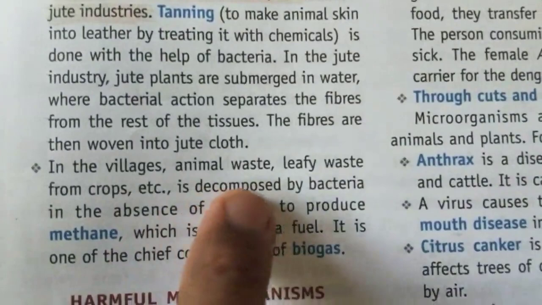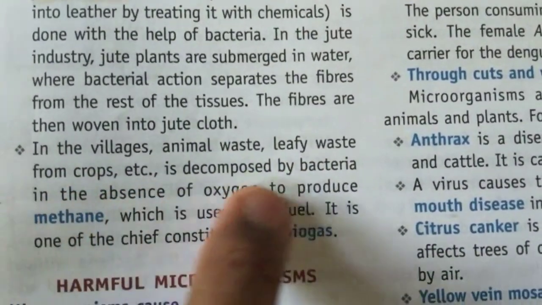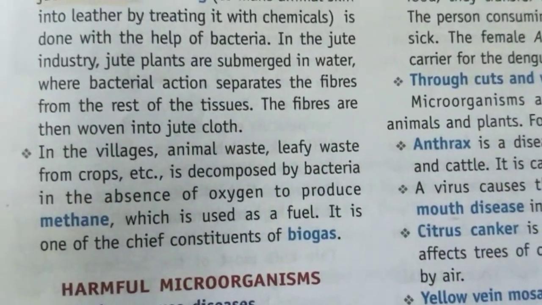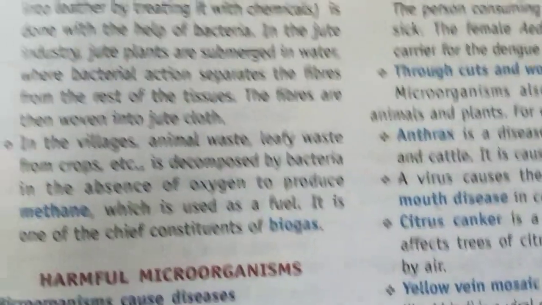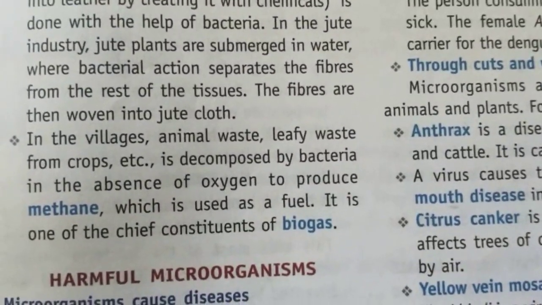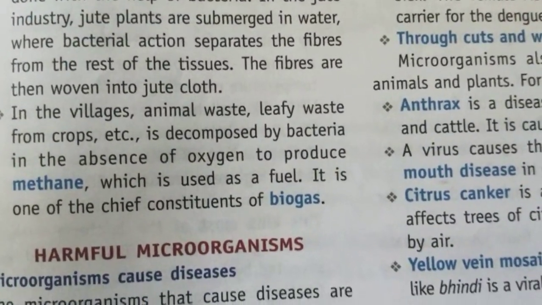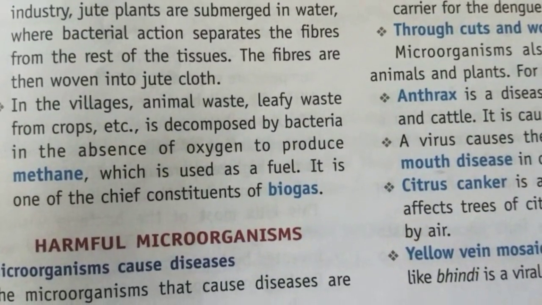In the villages, animal waste and leafy waste from crops are decomposed by bacteria in the absence of oxygen to produce methane, which is used as a fuel. It is one of the chief constituents of biogas.